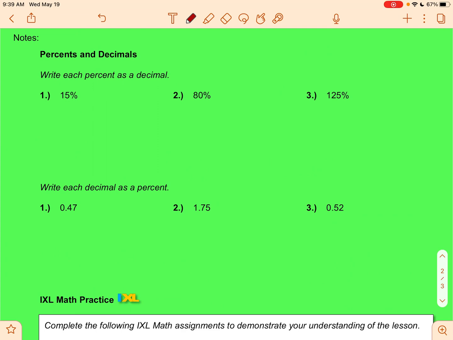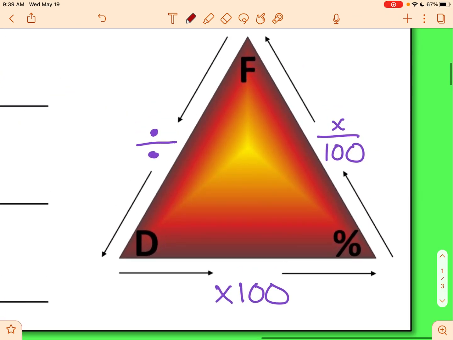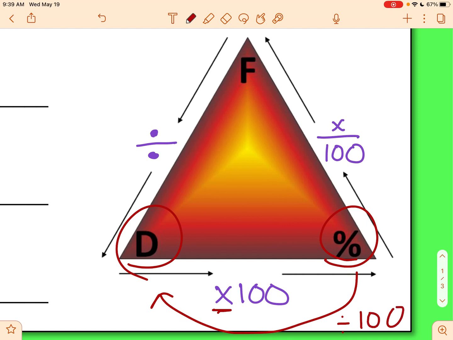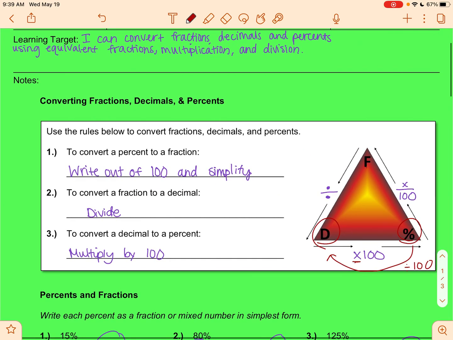Okay, so our first part is writing each percent as a decimal. So let's take a look from a percent to a decimal. If you notice, they're going the opposite way. Well, instead of multiplying by 100 to change from a percent to a decimal, we could divide by 100. That'll be a little bit easier of a way than writing it as a fraction and a decimal.